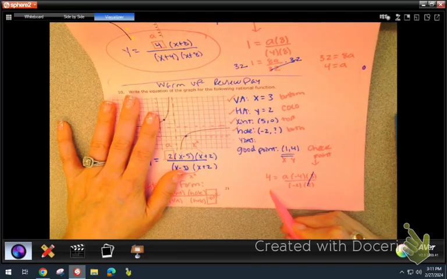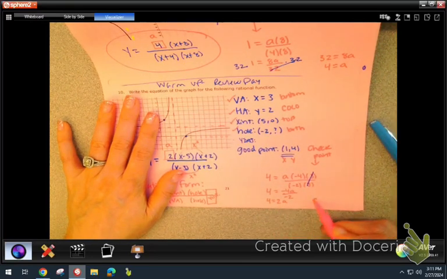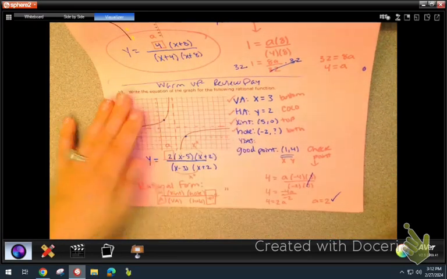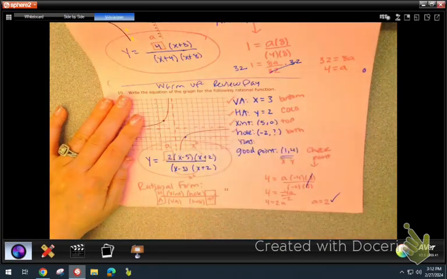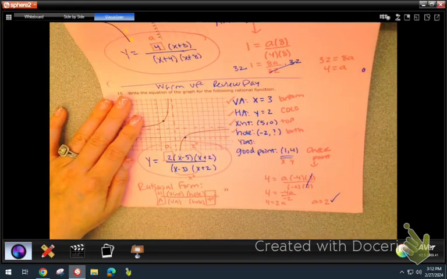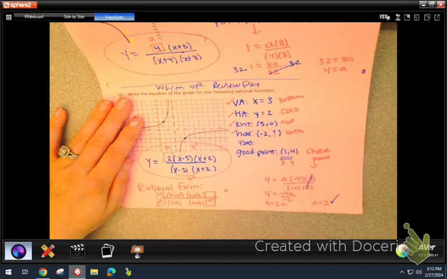So this is going to give me 4 is equal to negative 4A over negative 2. What's negative 4 over negative 2? So 4 equals 2A. What does A equal to? Does that check with what I have over here? So I know this is right. Okay? So it's good practice because, again, if you make a mistake here, you should catch it.